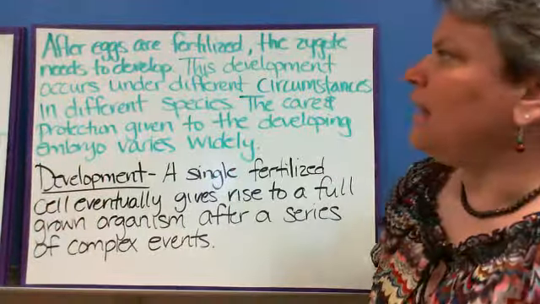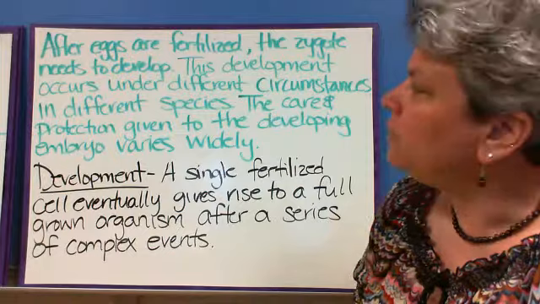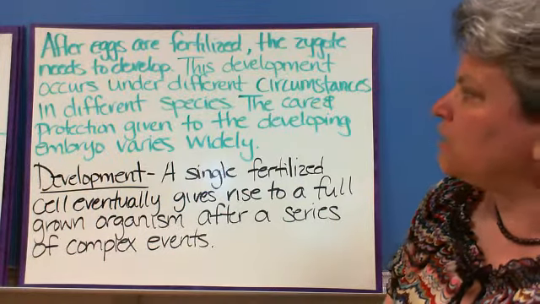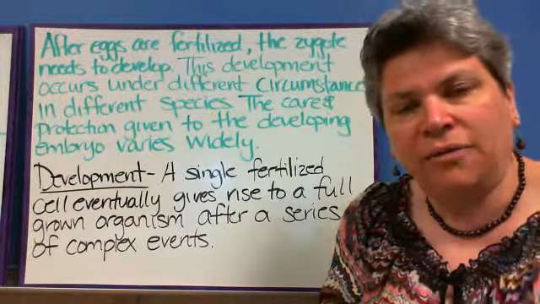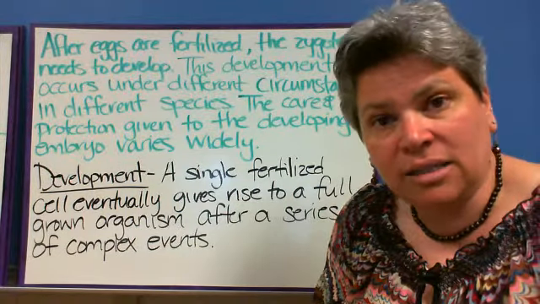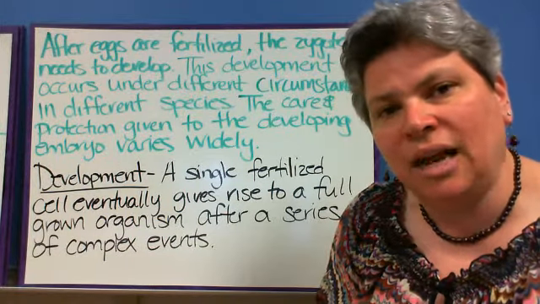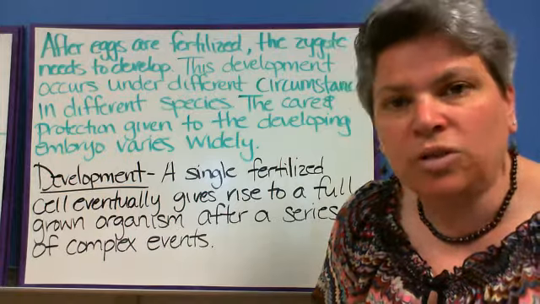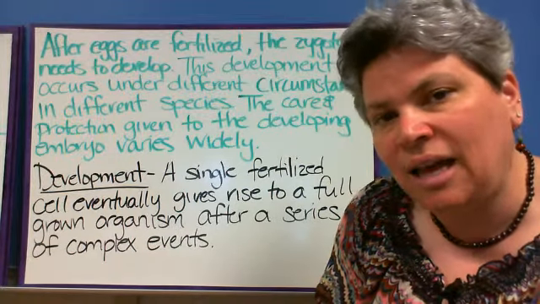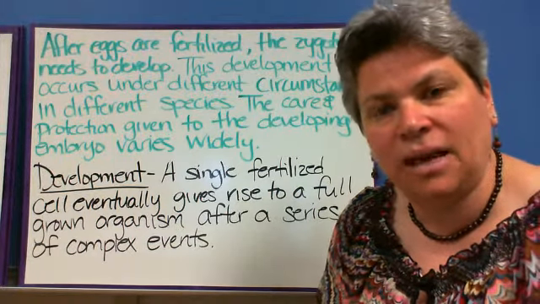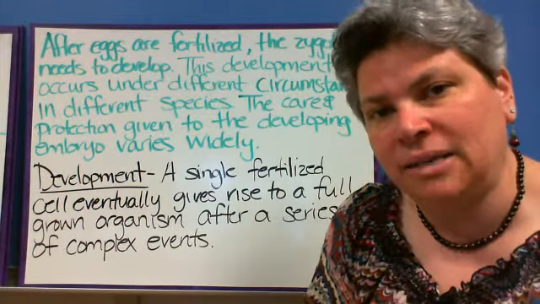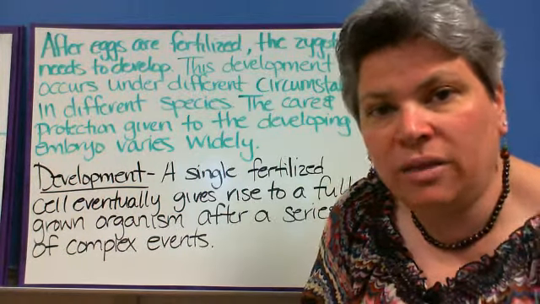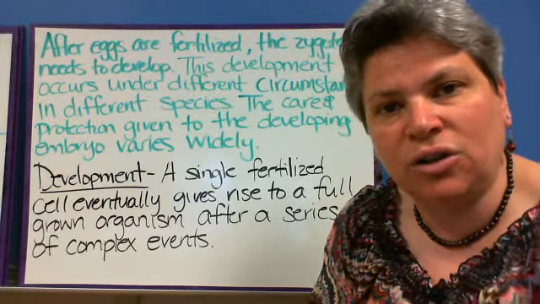After the eggs are fertilized, the zygote needs to develop. This development occurs under different circumstances in different species. We know that for mammals, in our case, a placental mammal, it takes place inside the mother in the uterus. With marsupials, it starts off inside and then it finishes up inside the pouch. And we also know that with birds, it's happening inside of an egg. And with fish and frogs, it's occurring in the water.